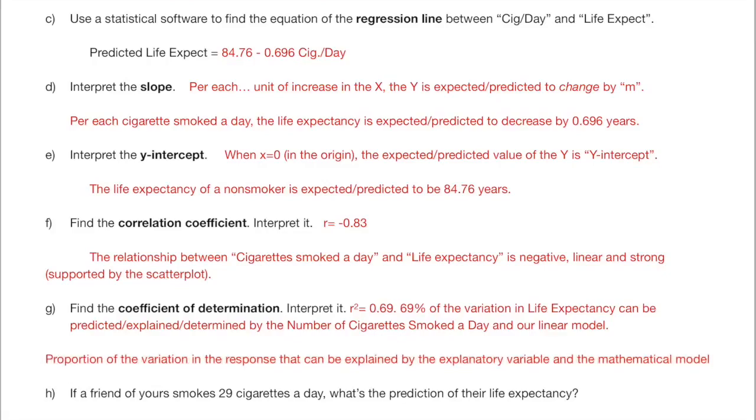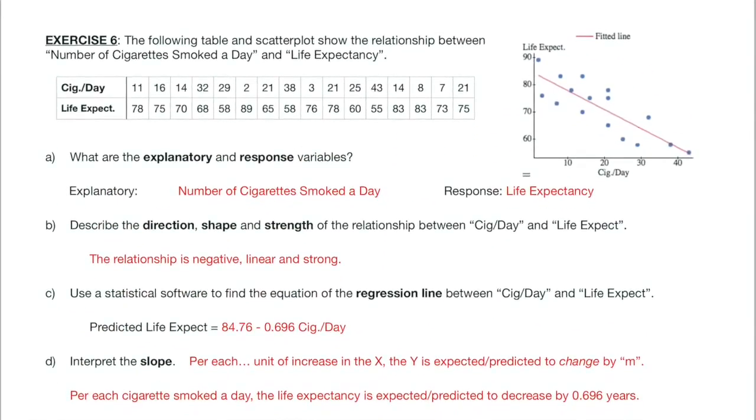Many authors interpret the coefficient of determination as the proportion of the variation in the response that can be explained or predicted or determined by the explanatory variable and our mathematical model. In this case, we can say 69% of the variation in life expectancy can be predicted or explained or determined with the number of cigarettes smoked a day and our linear model. In other words, it's clear that life expectancy varies. For some people it's 78 years, for some other people it is 60 years, for others it is 55 years.